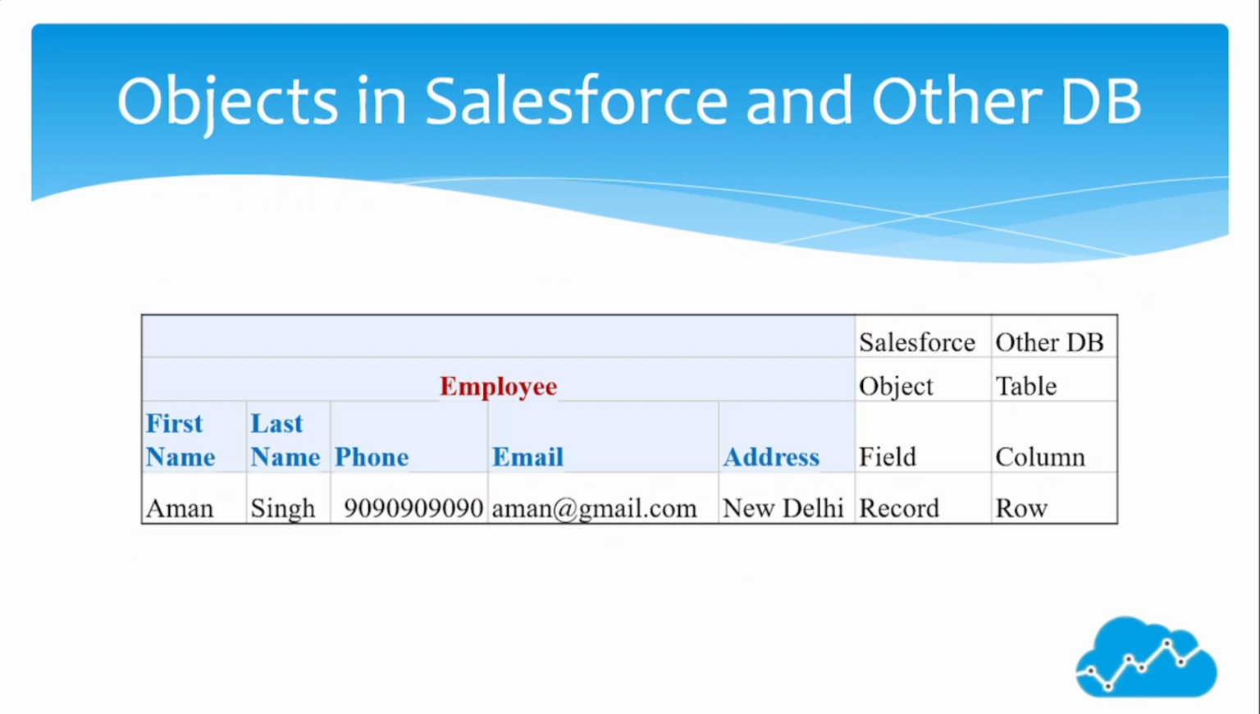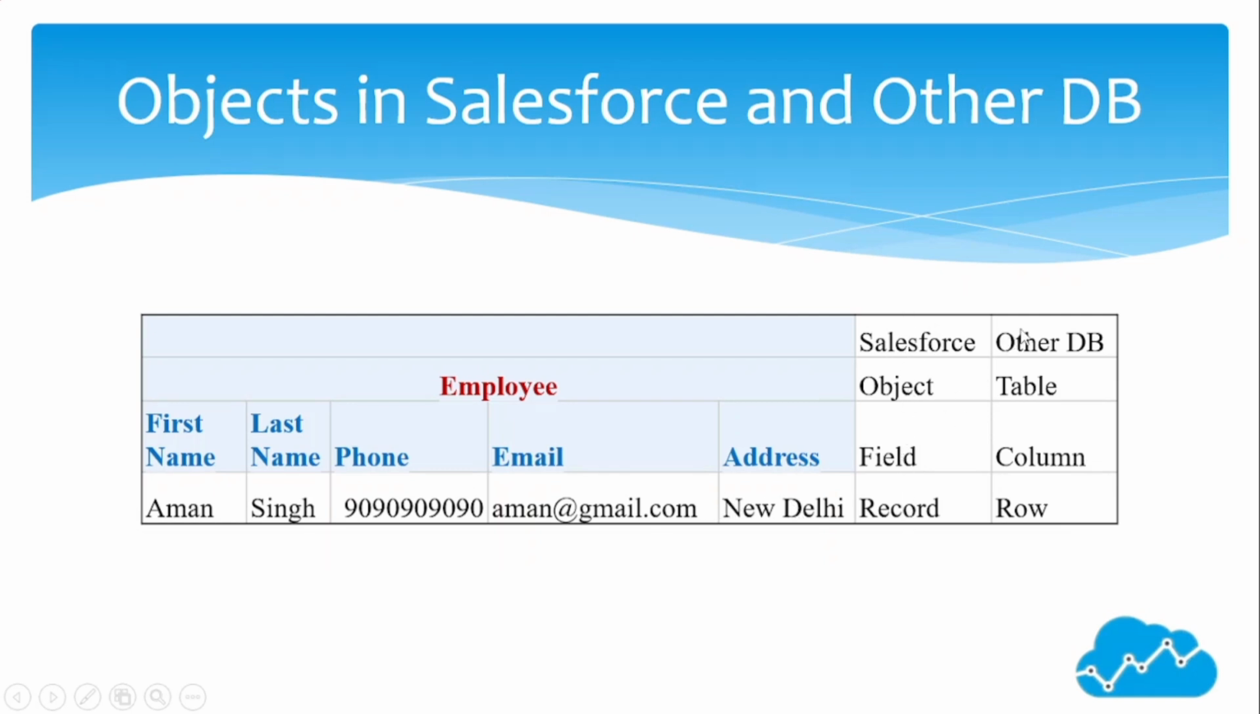Objects in Salesforce and other databases. So consider this as a table. Employee is a table and this is the column. One column is first name, one column is last name, one column is phone, email and address, and this is a row. So what is happening in Salesforce?